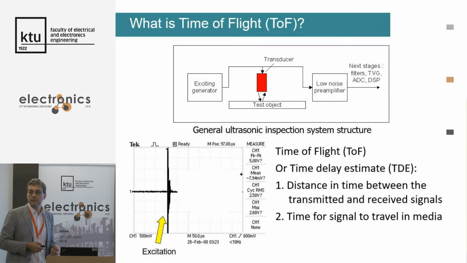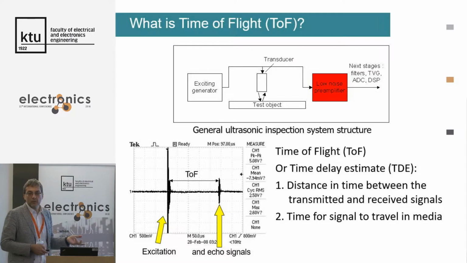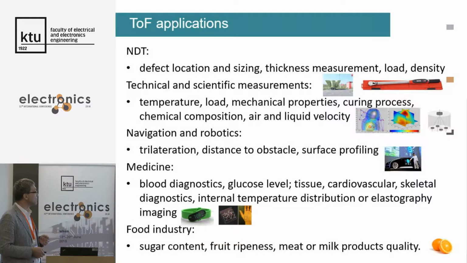Sometimes the same ultrasonic transducer is used for reception. Sometimes a different ultrasonic transducer is used for reception. Then, of course, it is a low signal, so it goes to some amplifier. Usually it is a low noise preamplifier that comes first. And then, of course, you have the reflected or traveled-through signal for which you need to estimate how much the delay was. And usually it is called time of flight or time delay estimation.